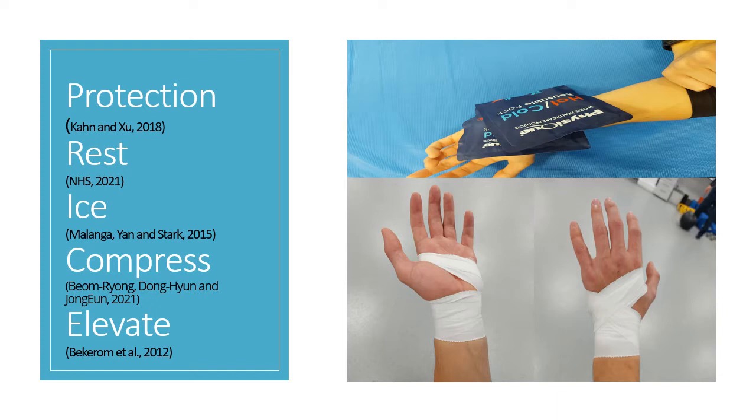upper extremity injuries. Mei Lang, Yang and Stark suggest 20 minutes of icing every 2 hours from the onset of injury. As seen above, an ice pack can be placed over the injured side of the wrist to achieve this. Also, a tea towel can be used to prevent ice burns.